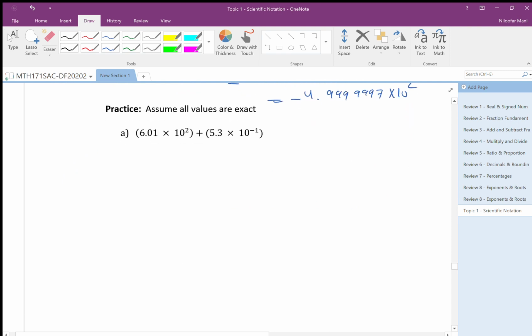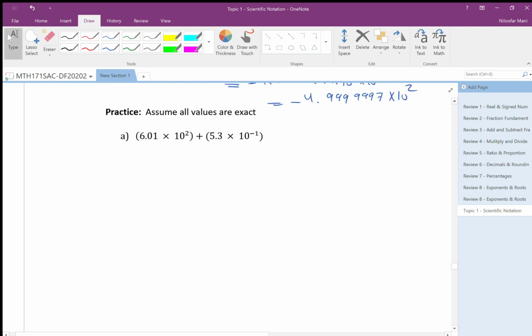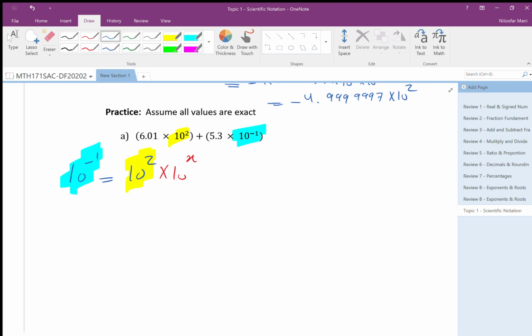How about this? Practice. What do you do? Okay, so you have this guy, you have this guy. Okay? So, I do this. 10 power minus 1 equals 10 power 2 multiplied by 10 power something. So, I have this. I express it another way to have this one inside. And I want to find x.